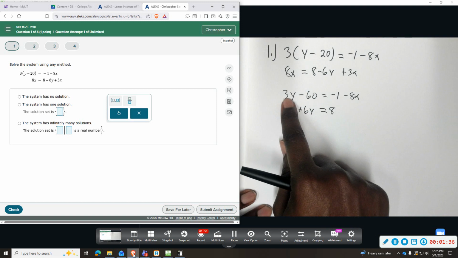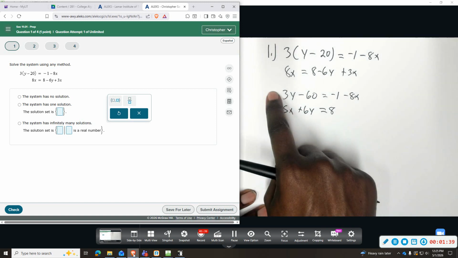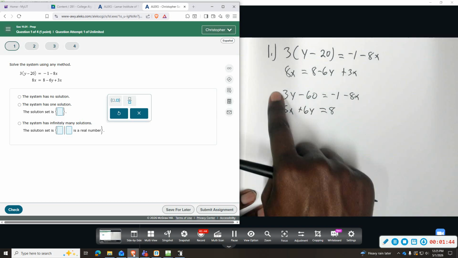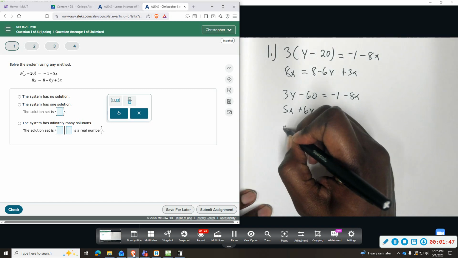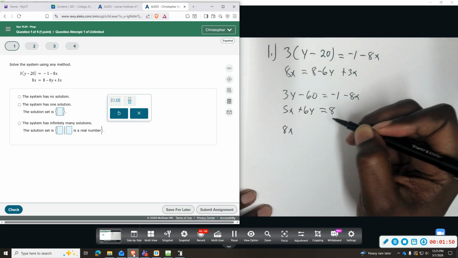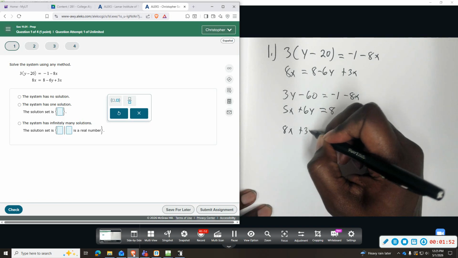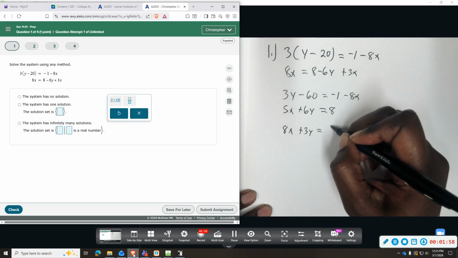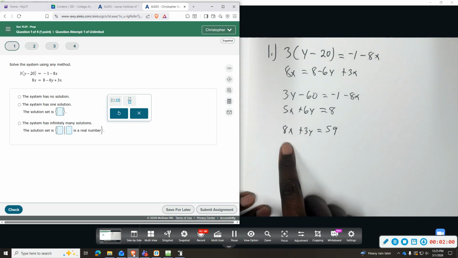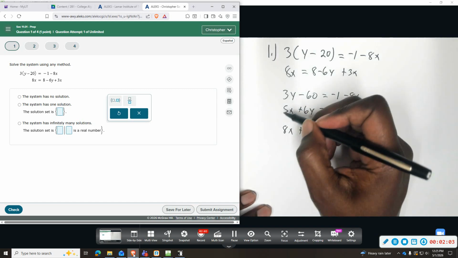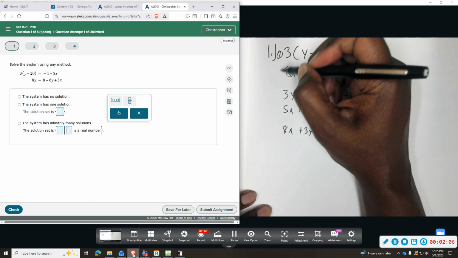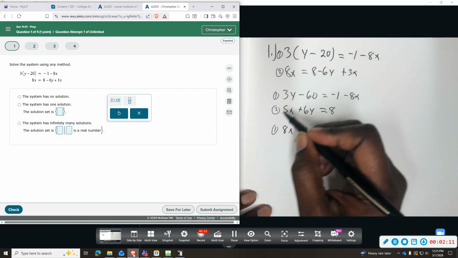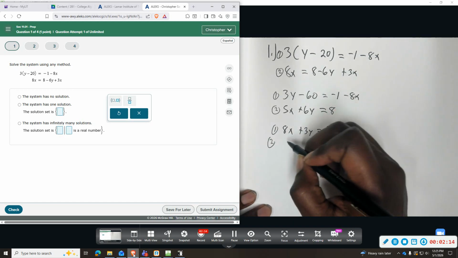And then up here, I'm going to add the 8x over, and then add the 60 and move it over. So when I add the 8x, it gives me 8x plus the 3y, and then add the 60 over, so you'll subtract 1, so that'll be equal to 59. So these are the 2 equations. This is 1, this is 2. So this is 1. I'm going to go ahead and bring down 2, so it's right below it.